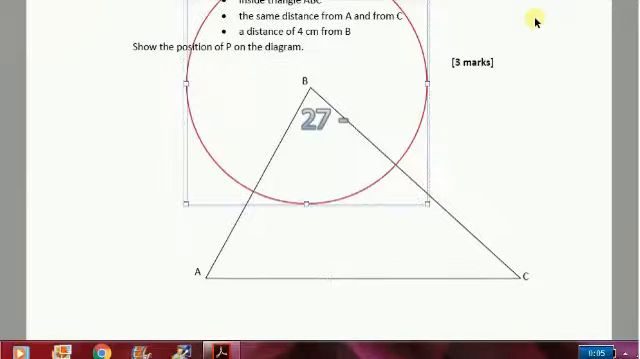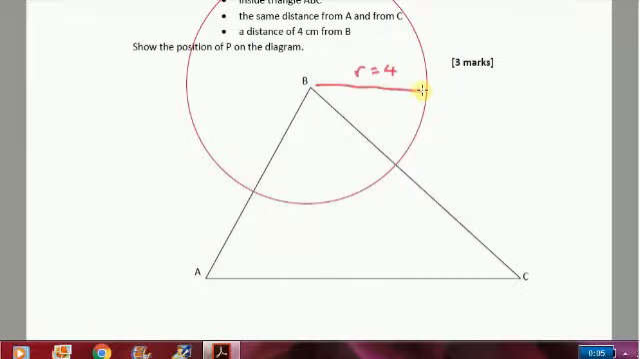there's my radius. There it is. There's my circle of radius 4. This is approximate, my drawing. So let's say that is a radius of 4 centimeters from the center to the circumference.